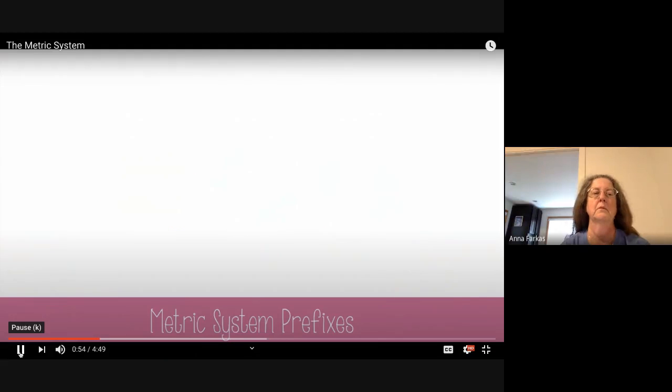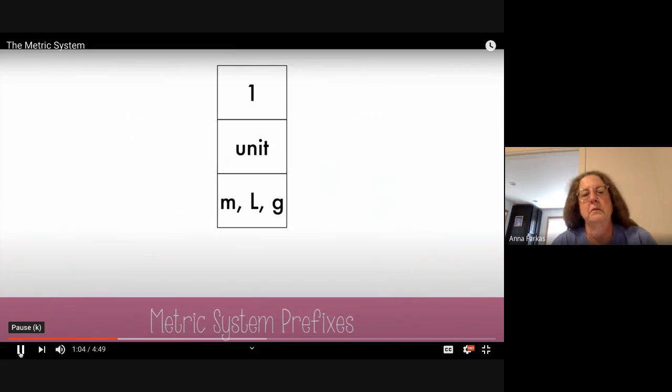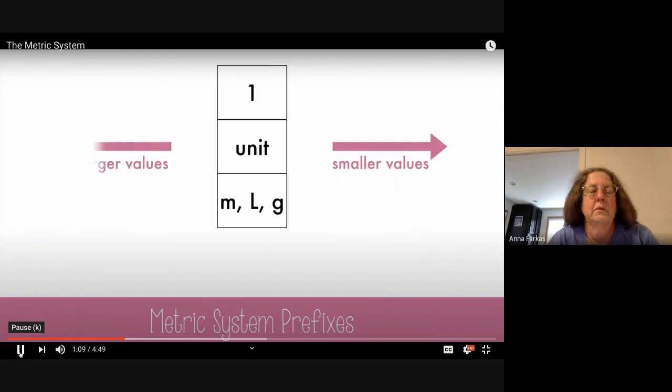There are 6 prefixes that go smaller and larger than the base unit that I'll show you. There are lots more than this, but these are the ones that you're most likely to come in contact with. In the middle are the base units with a value of 1, like 1 meter, 1 liter, or 1 gram. On the right will be smaller values, and to the left will be larger values.